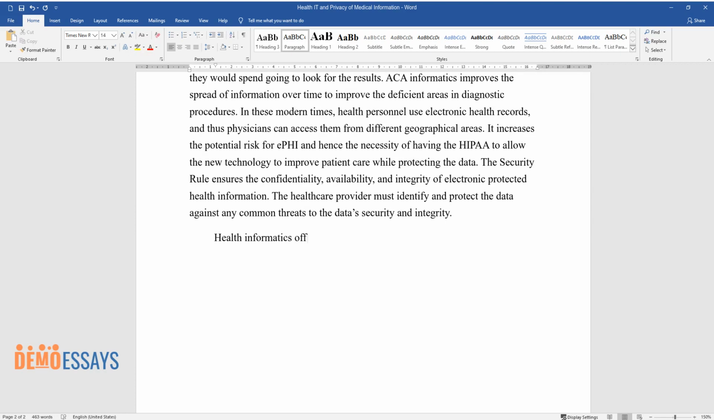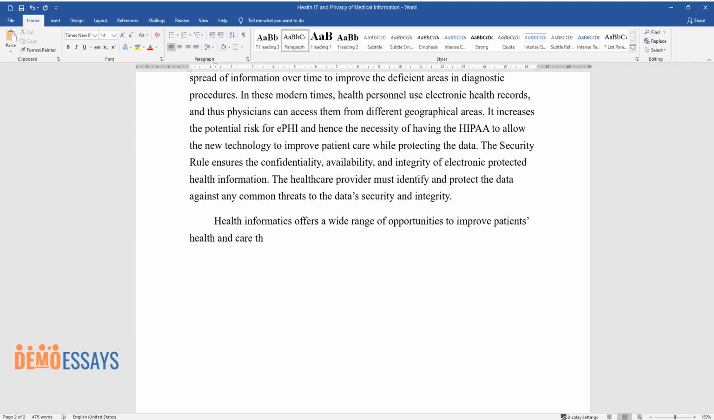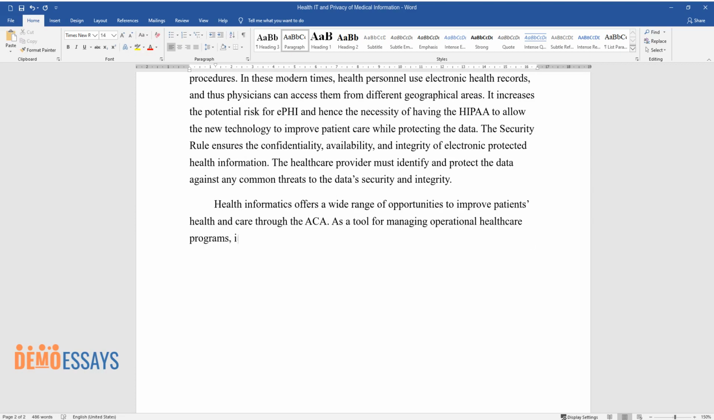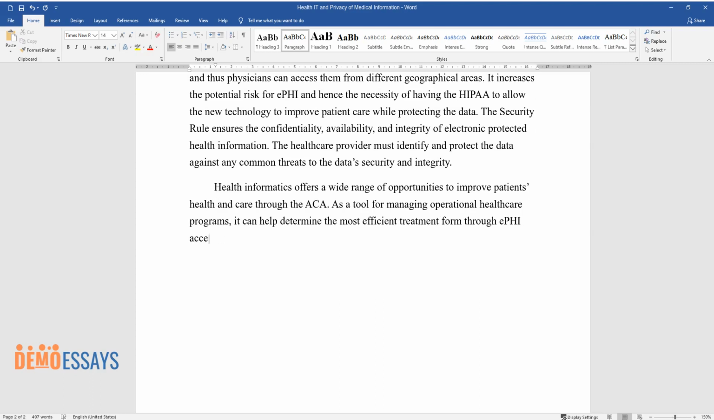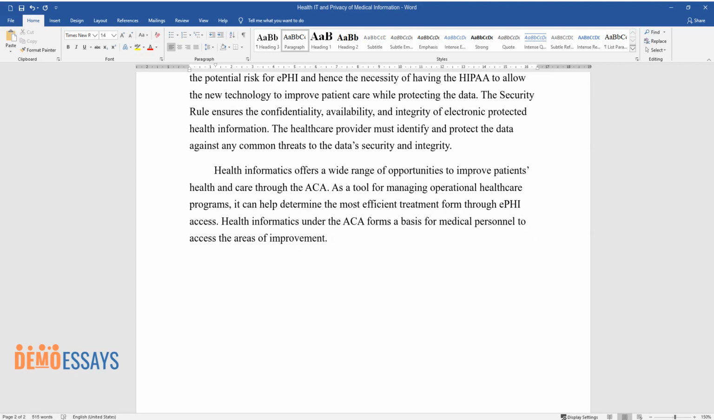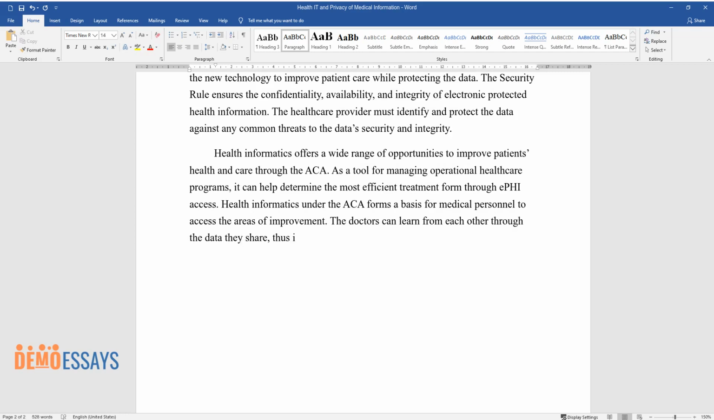Health informatics offers a wide range of opportunities to improve patients' health and care through the ACA. As a tool for managing operational healthcare programs, it can help determine the most efficient treatment form through EPHI access. Health informatics under the ACA forms a basis for medical personnel to access the areas of improvement. The doctors can learn from each other through the data they share, thus improving the management of diverse clinical conditions.